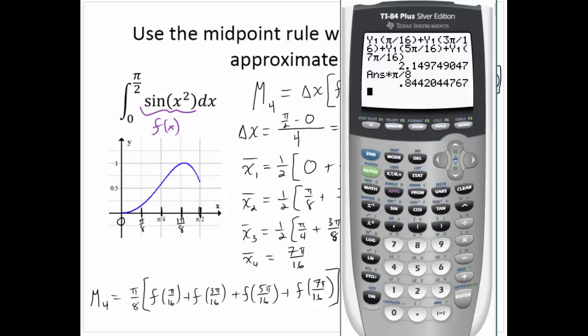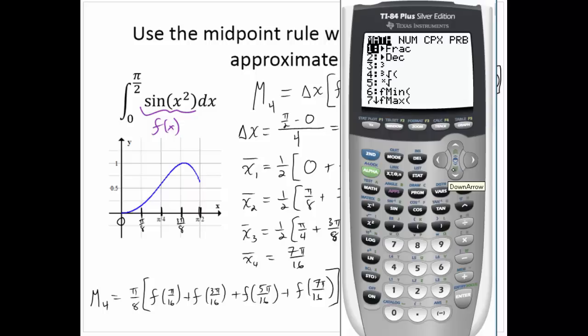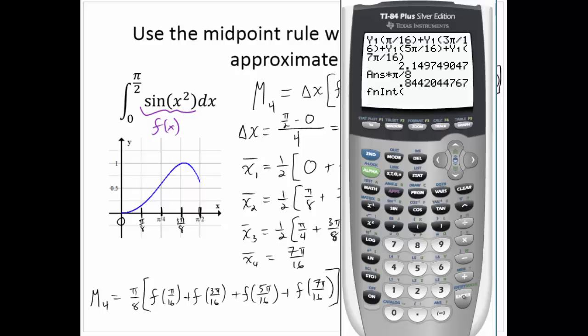Oh, and if you weren't aware of it, you can also evaluate integrals on the 83-84 calculator. The process is, again, a little different. You go into your math menu, scroll down until you find the FNINT. This numerically integrates a function using a different algorithm. But the sequence of button presses is pretty much the same as on the 89 from here.